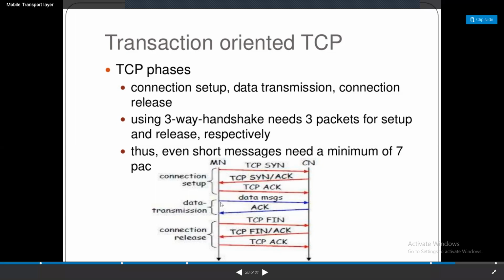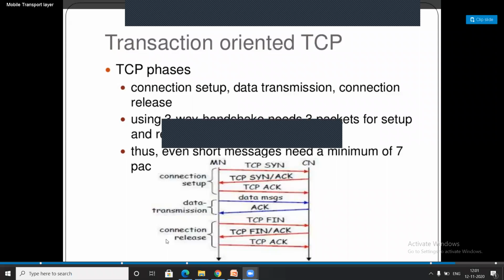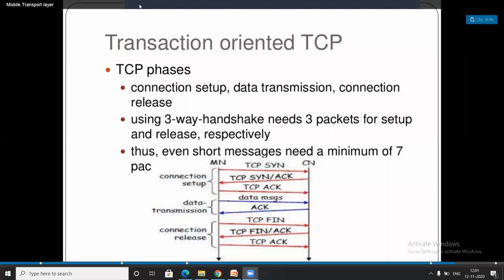Data transmission is the next step. Some disconnection problem happens here. Now, once the connection has been set up, in the data transmission phase, some messages are exchanged between the mobile node and the corresponding node, and acknowledgements are also exchanged. The data transmission is completed. Then what is the next one?